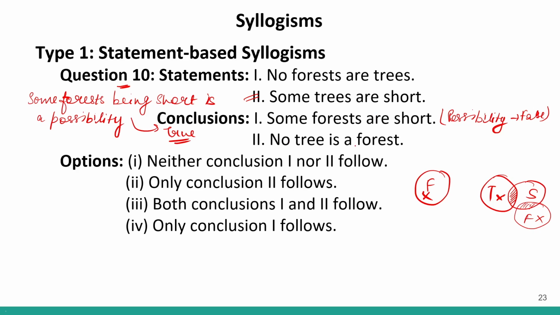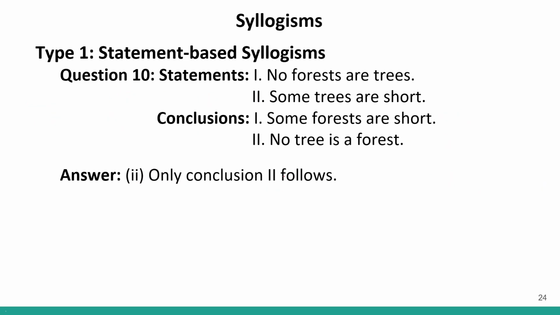Second conclusion is no tree is forest. Again, no tree is forest is correct, because tree and forest are not overlapping. So this is true. So basically only conclusion 2 follows, which is given in option number 2. Only conclusion 2 follows. This will be the answer. Okay, this will be my answer.